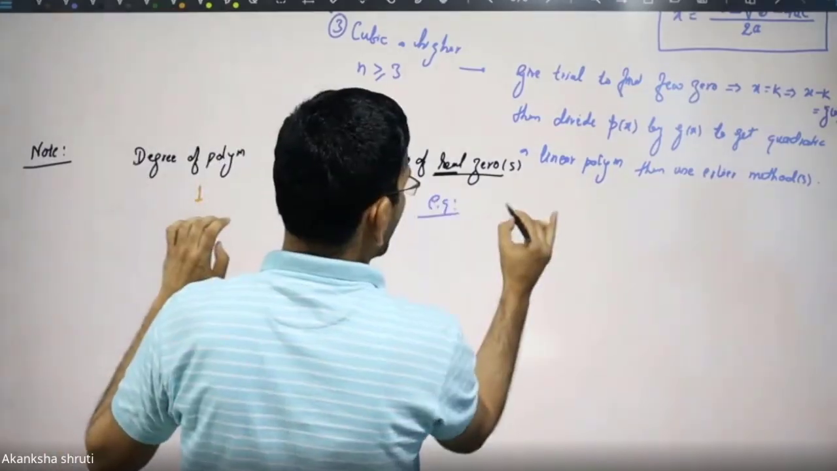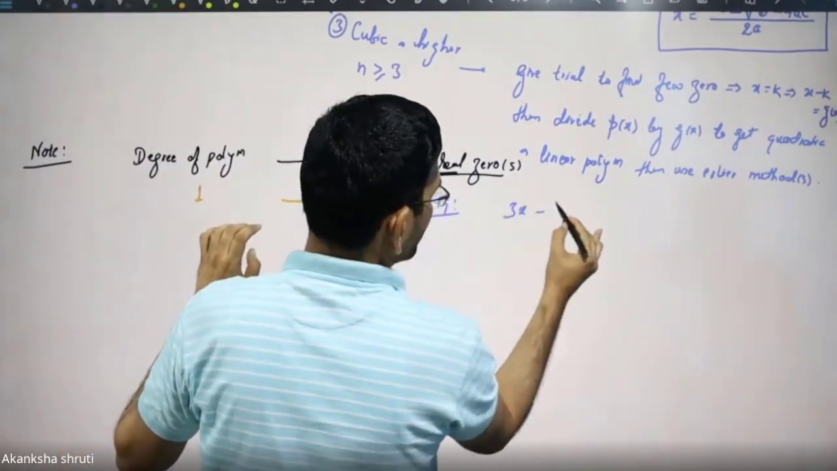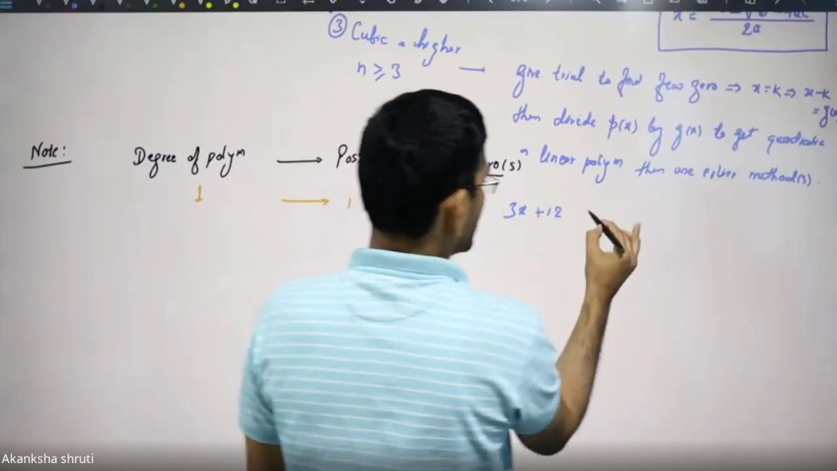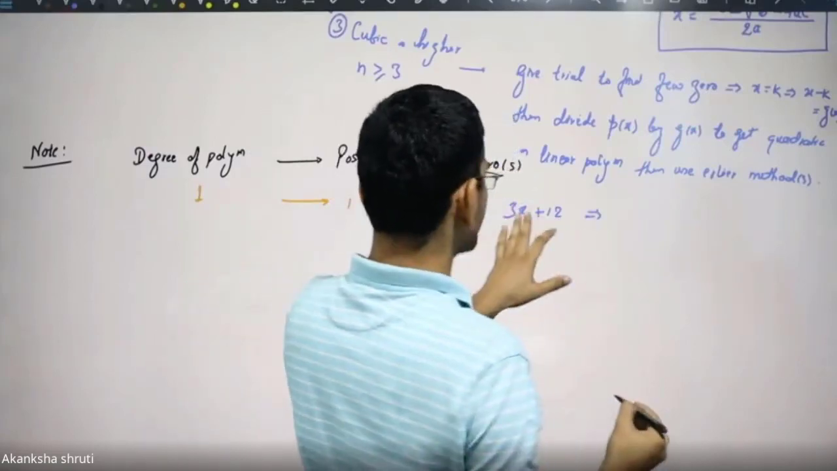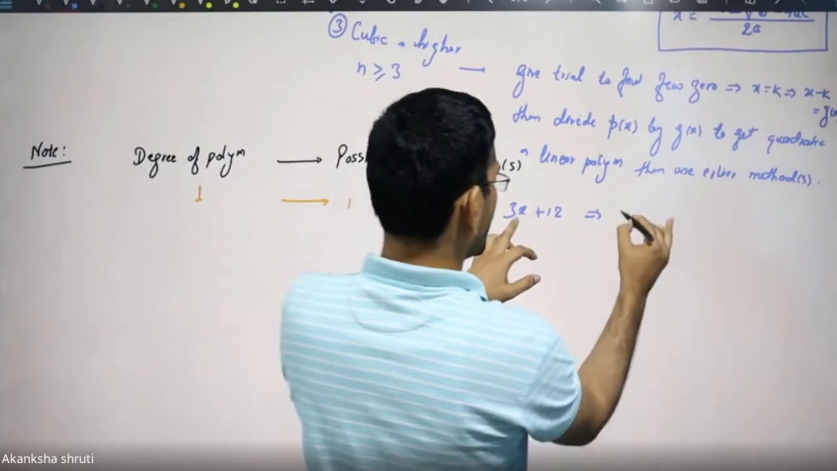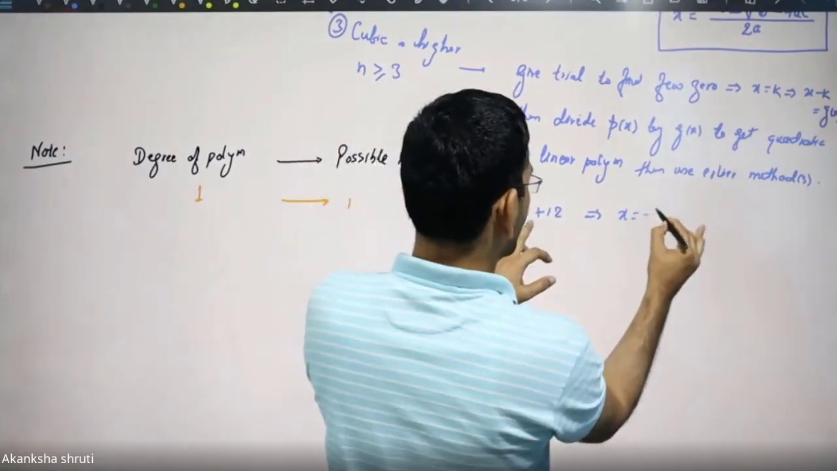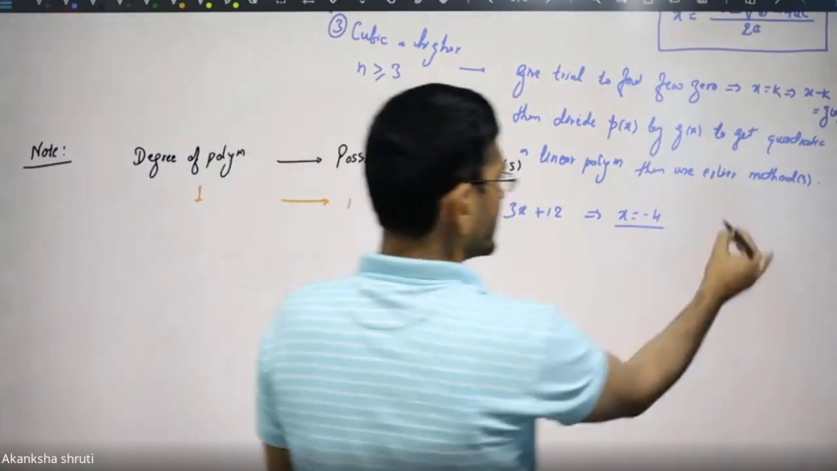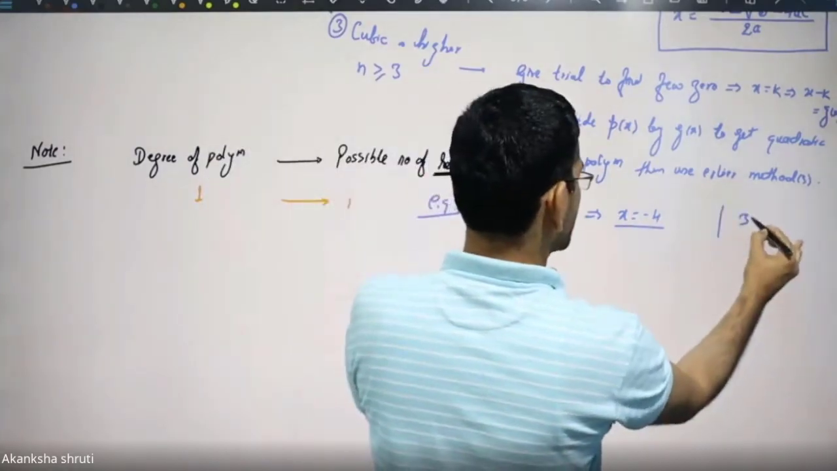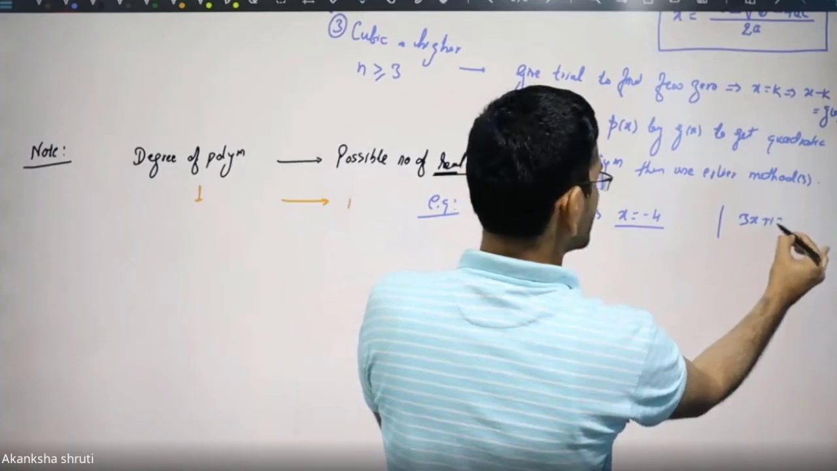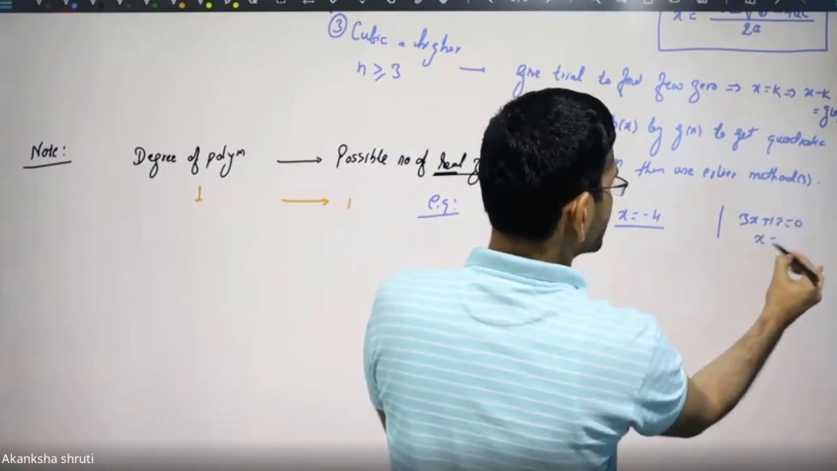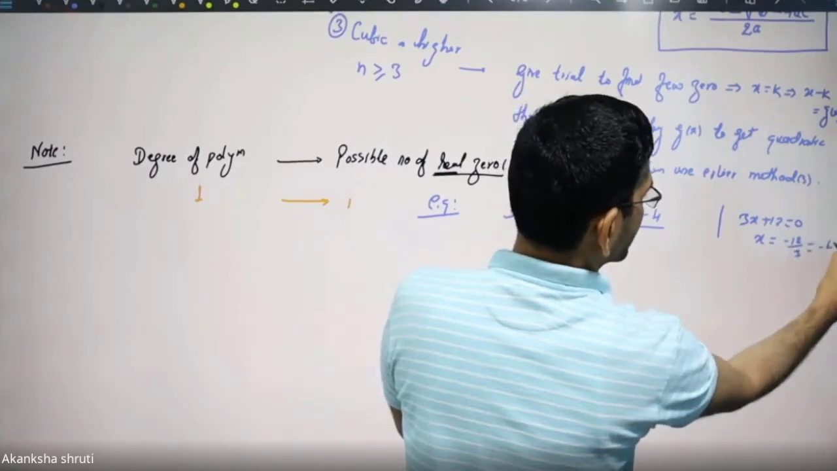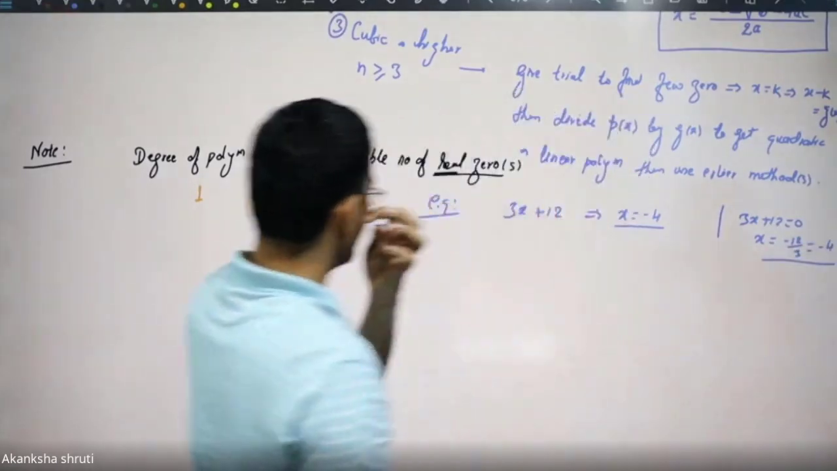Example, if I am taking 3x plus 12, what could be the value of x which can satisfy it? Here we get x equals minus 4. It is the only zero. How have we found it? Just by equating this to 0, and we calculated x as minus 12 by 3, which is minus 4. It is only one value.